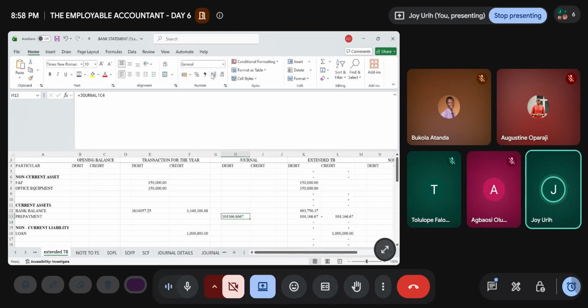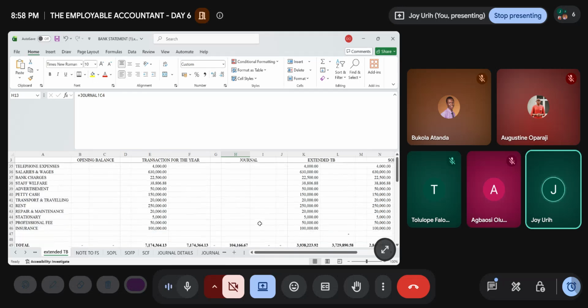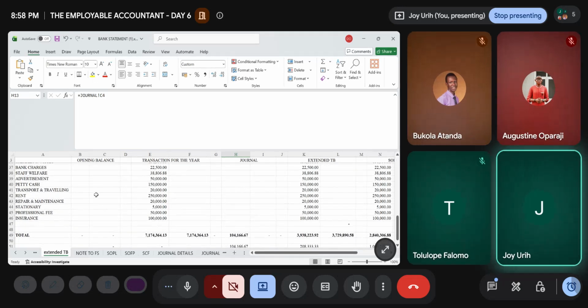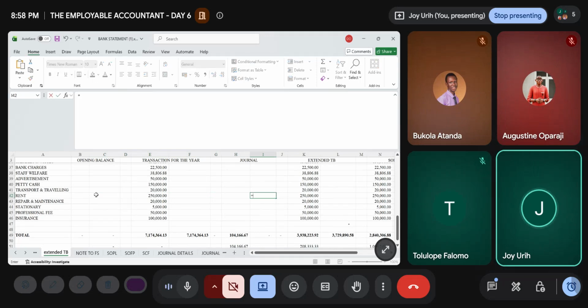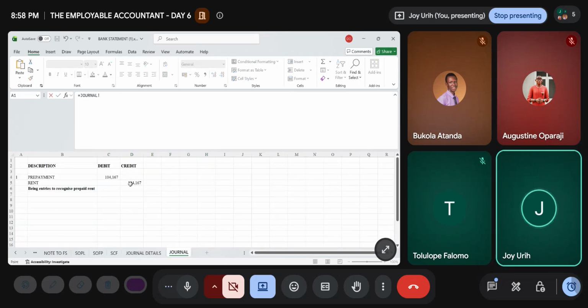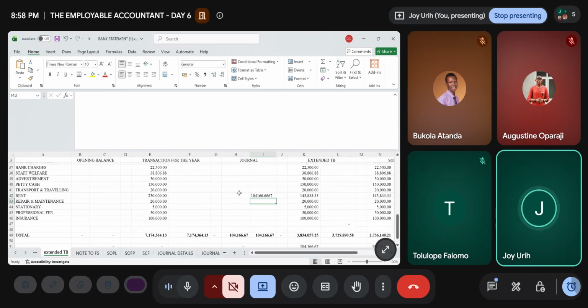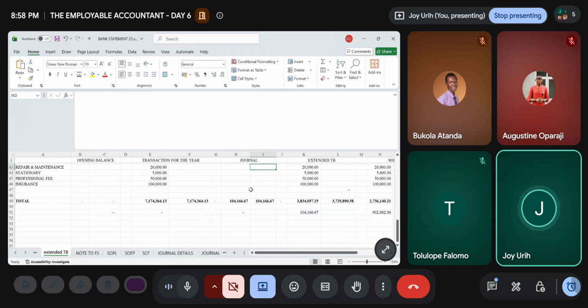So I will do the same thing for rent. I already had rent in my extended TB, and this time around I want to credit it under journal. So I would put it under the credit side and pick the figure as well. So when you do this, it is very important that your journals are the same. The total credit must be equal to the total debit.